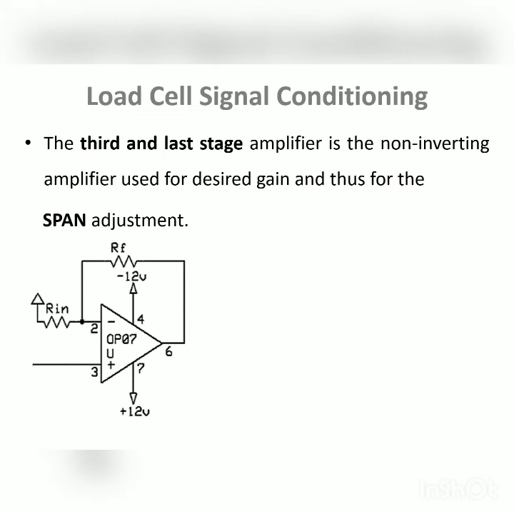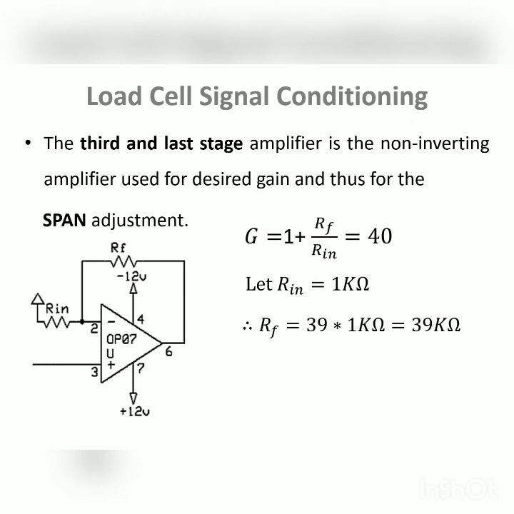So the non-inverting amplifier is as shown in the diagram, consisting of an input resistor Rin and a feedback resistor Rf. The gain equation for the non-inverting amplifier, as we all know, is 1 plus Rf upon Rin, which needs to be equal to 40. Let Rin be equal to 1 kilo ohm. By putting the value of Rin in the gain equation, with gain equal to 40, we will have Rf equal to 39 kilo ohms.